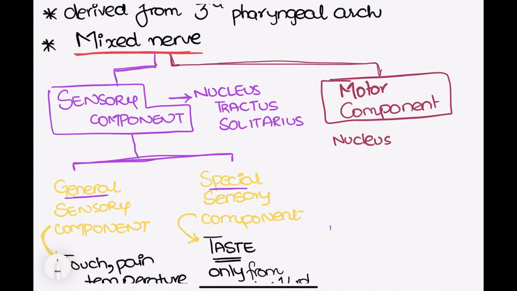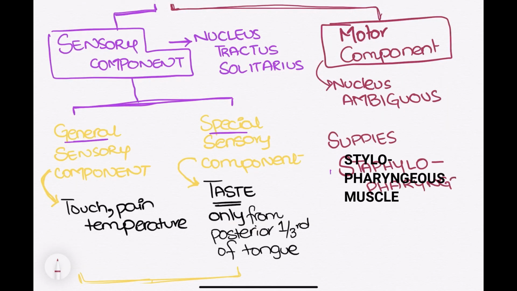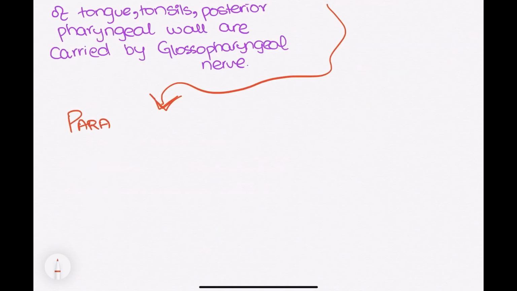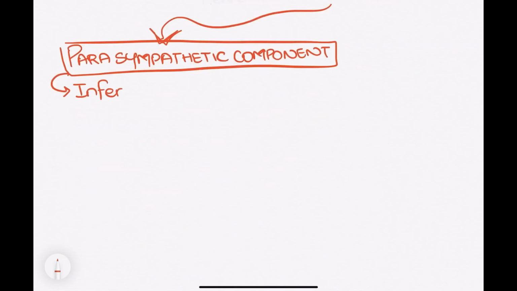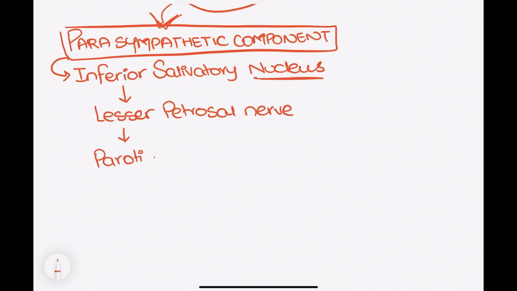Let's move on to the motor component now. The nucleus for that is nucleus ambiguus. It supplies the stylopharyngeus muscle. Parasympathetic component. The nucleus for parasympathetic component is inferior salivatory nucleus. It goes through the lesser petrosal nerve to the parotid gland.